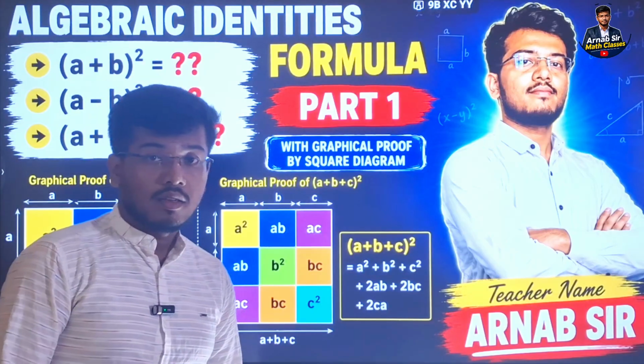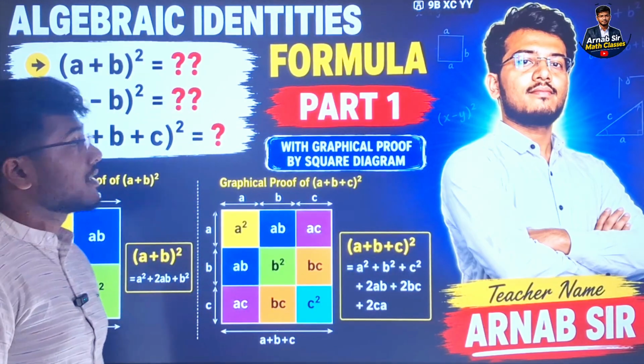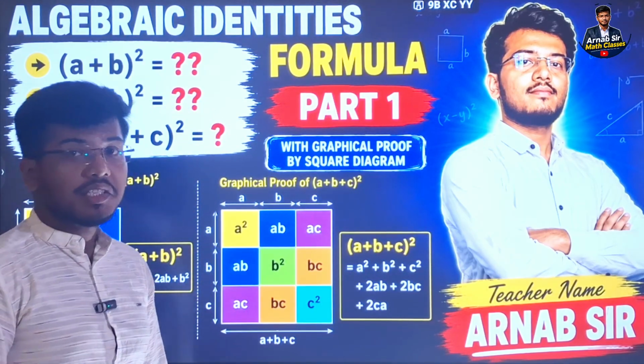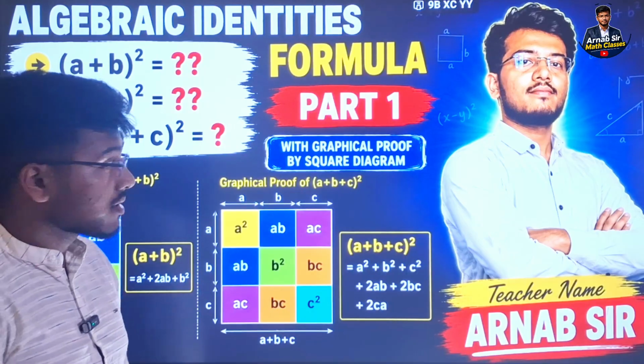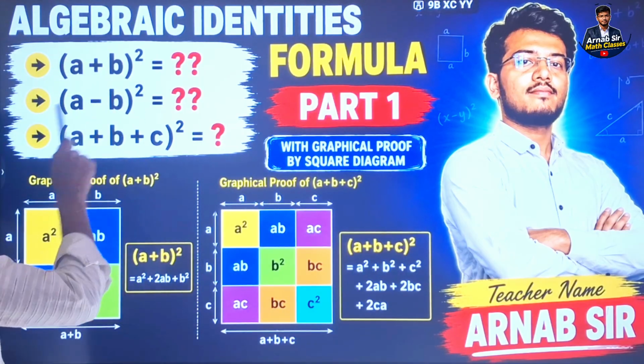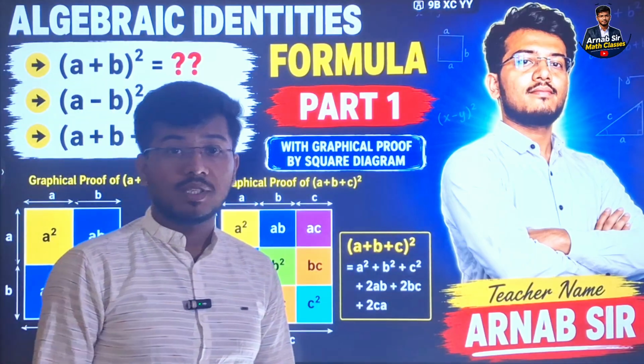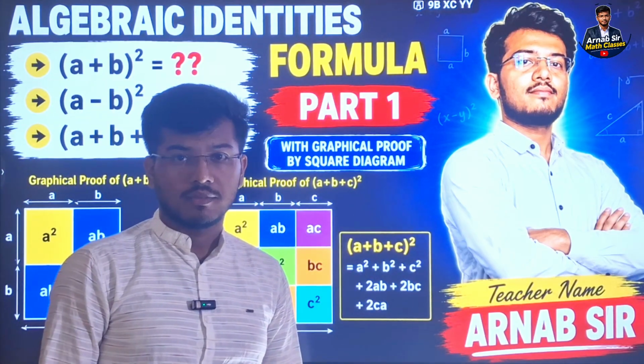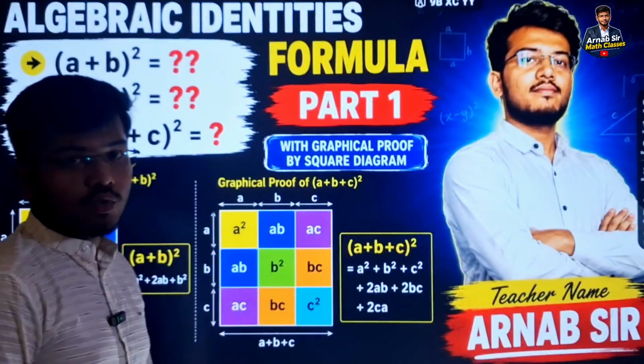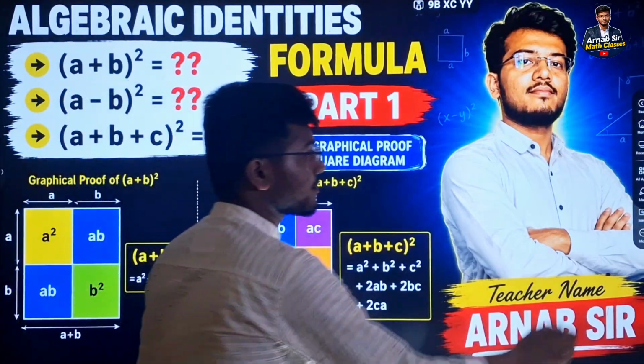Today I discuss the chapter Algebraic Identities. In this chapter I will discuss some formulas like (a plus b) whole square, (a minus b) whole square, and (a plus b plus c) whole square, and we prove these formulas by using the geometrical concept. Okay, so let's start. At first I open the board.